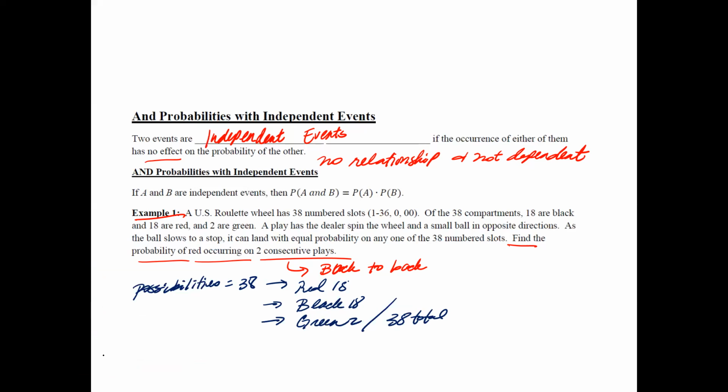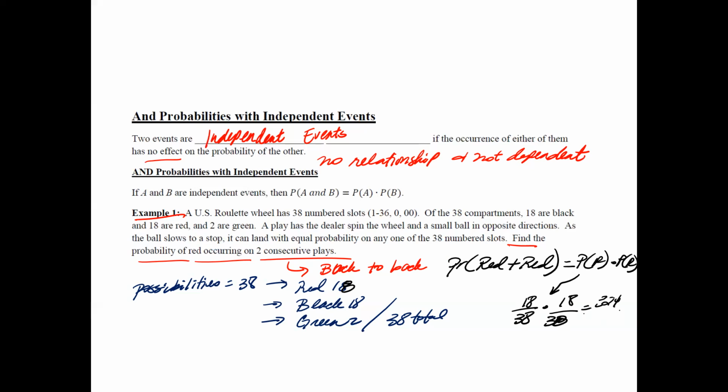So then what you're going to do is find the probability of landing on a red followed by a red, which means it's going to be the probability of getting a red times the probability of a red. So the probability of a red is going to be 18 out of 38, because there are 18 reds and the total is 38, times 18 out of 38. So grab your calculators and multiply them out.